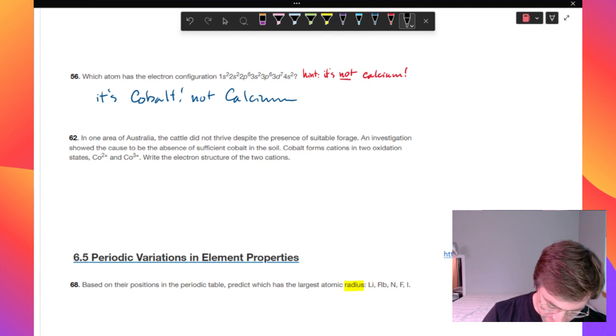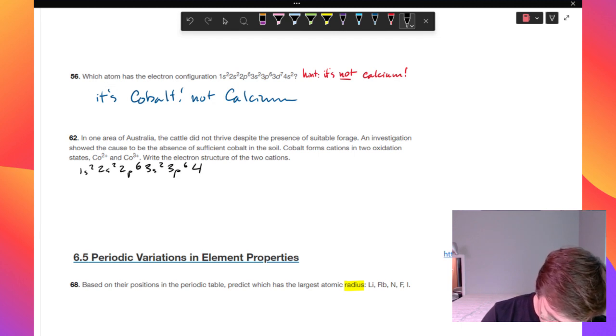So let's go ahead and just copy that over: 1s2, 2s2, 2p6, 3s2, 3p6, and I'm slowing down because I want to make sure I get this right, 4s2, 3d7. So that's cobalt in its ground state.